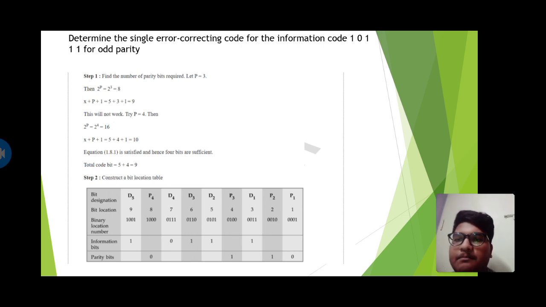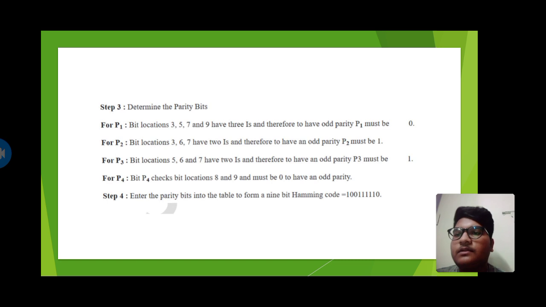Now we substitute the given code at the positions of D1, D2, D3, D4 and D5, and the parity bits P1, P2, P3 and P4 are kept empty. Now we are going to find the parity bits. To find the parity bits, here we take the locations as 1, 3, 5, 7 and 9.